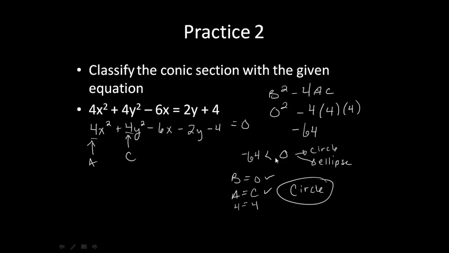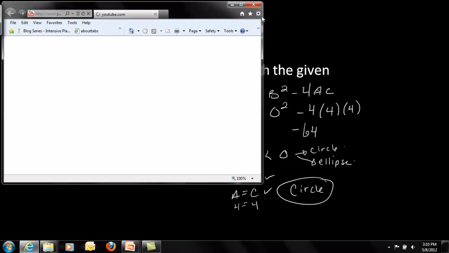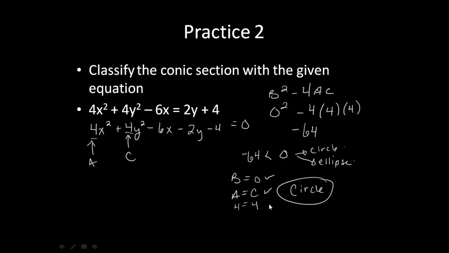Well, that negative 64 is less than 0, so that leads me to the option of having a circle or having an ellipse. So then I went and I checked, was b equal to 0? That was a yes. And then was a equal to c? That was a yes. So that means I end up with a circle for this one.